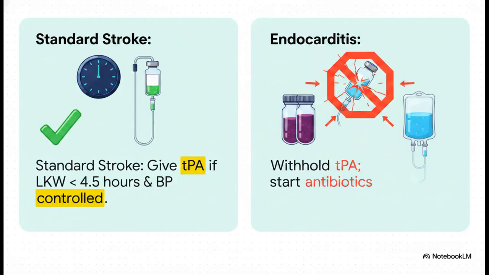Let's look at another clinical variance box to really hammer this home. Standard stroke protocols dictate that if the last known well is under 4.5 hours and blood pressure is controlled, you administer TPA. Simple, right? But the presence of endocarditis completely reverses this mandate. Full stop. If the stroke is endocarditis associated, you must withhold TPA. Your strict reliance shifts entirely to obtaining blood cultures and immediately initiating empiric antibiotics.